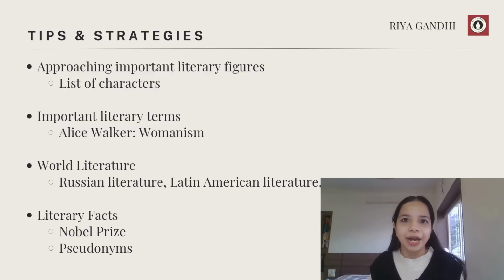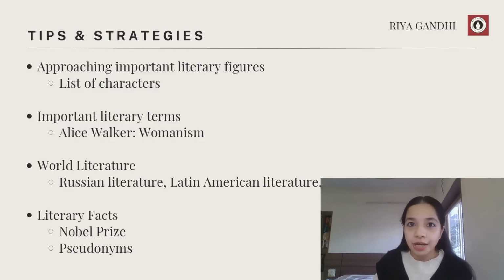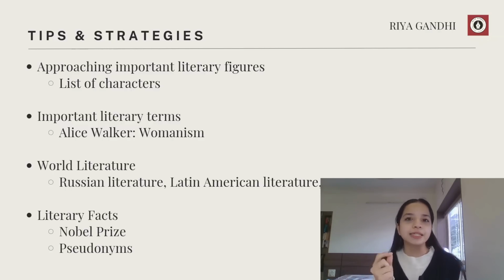The next important strategy is to learn about the important literary terms. For example, Alice Walker has provided the term womanism, which talks about the criticism in the texts produced by women of color. Similarly, Aimé Césaire and other writers during that point of time gave the term negritude. So acquaint yourself with these important literary terms because they are also frequently asked in the UGC NET English exam.